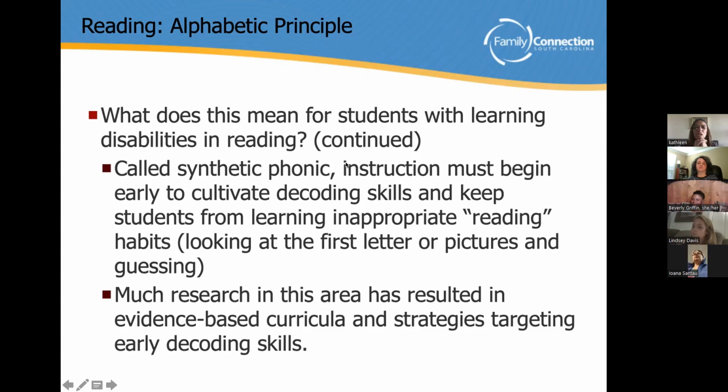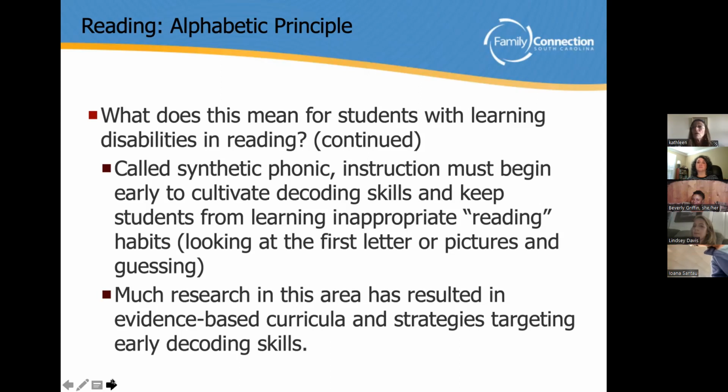So it's something called synthetic phonics, which means that you're looking at structuring the words that kids are learning in a specific way. You're learning short vowel sounds before you're learning long vowel sounds. You're not learning A and I at the same time. You're separating them to minimize confusion. So there's a very definite structure to how these skills should be taught.